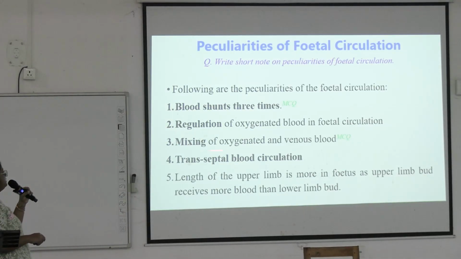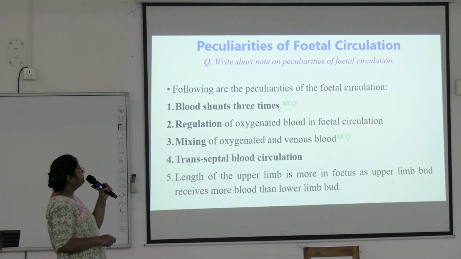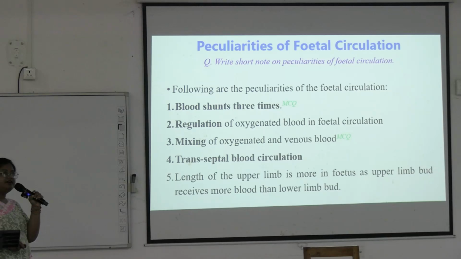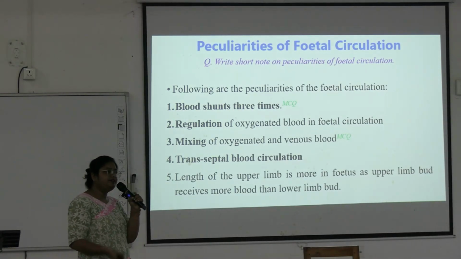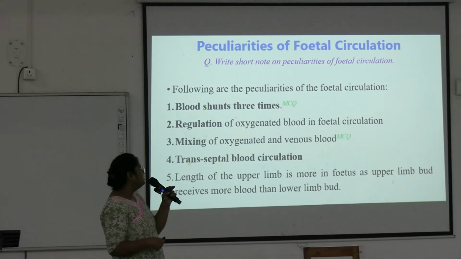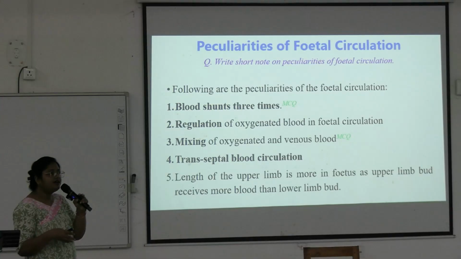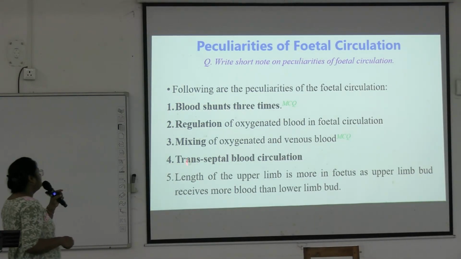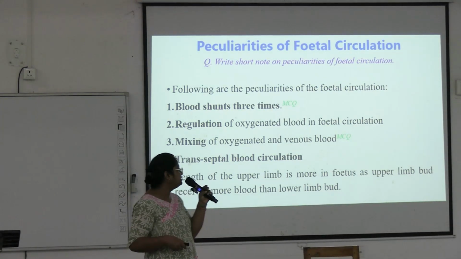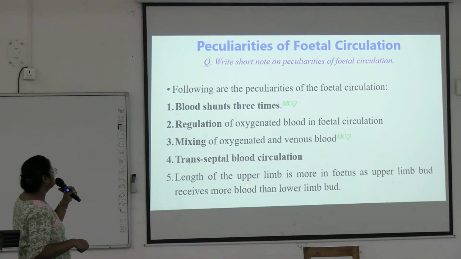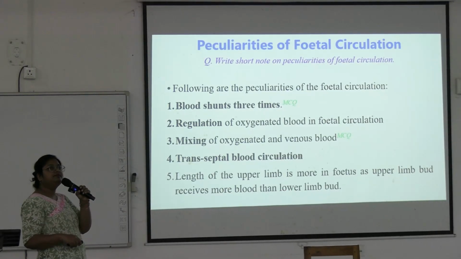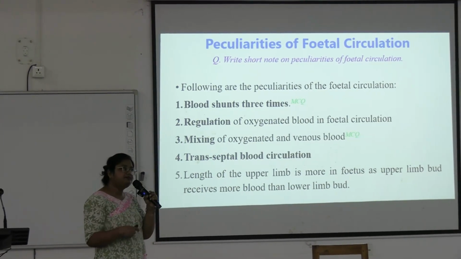And there is regulation of oxygenated blood in the fetal circulation. Mixing of oxygenated and venous blood occurs within the liver when the inferior vena cava carries the deoxygenated blood from the lower limbs and oxygenated blood coming through the umbilical vein. And through the foramen ovale, transseptal blood circulation occurs, and the length of the upper limb is more in the fetus as the upper limb part receives more blood than the lower limb part. During the first stage of development this occurs.